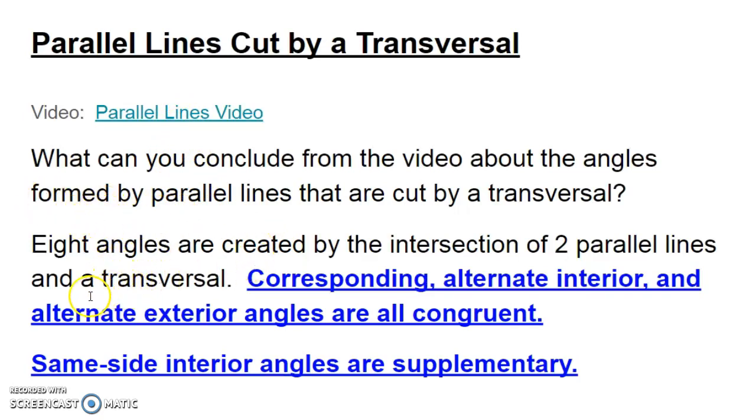We know that 8 angles are created by the intersection of two parallel lines by a transversal. Corresponding, alternate interior, and alternate exterior angles are all congruent, and we said that that means the same. The word congruent means the same. Same side interior angles are supplementary. That means that those two angles need to add up to 180 degrees.